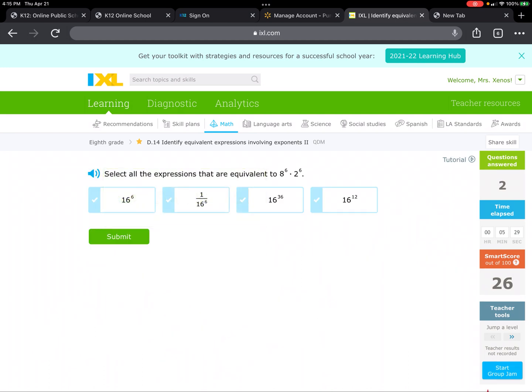Keep going. This is a similar problem to the last one. They have the same exponent. I'll rewrite it as 8 times 2 to the 6th power, so that's going to be 16 to the 6th power. So that's our first one.